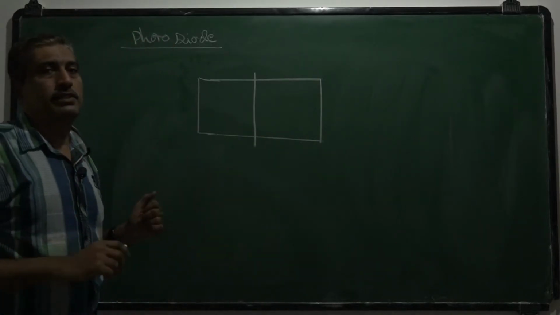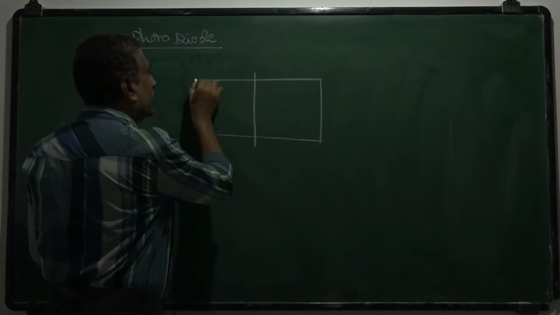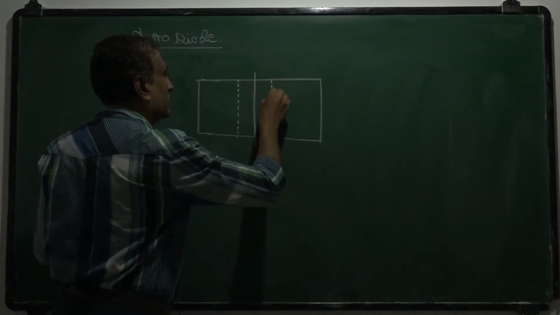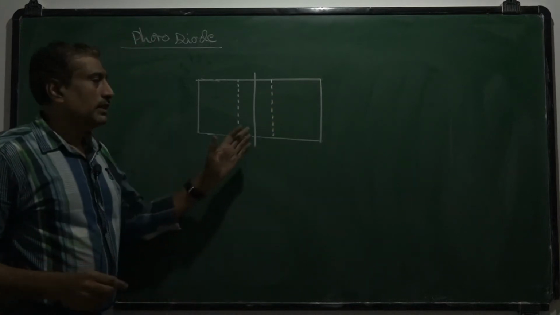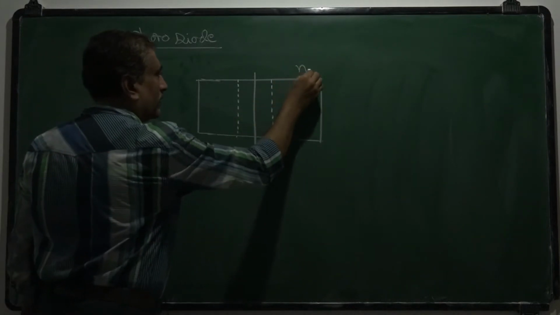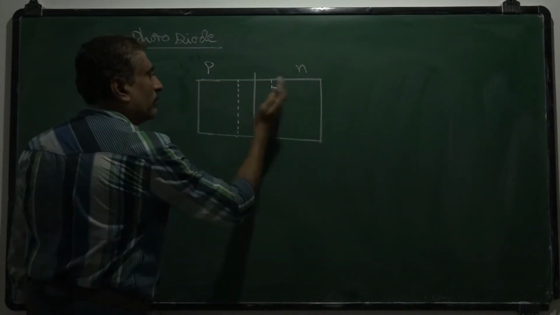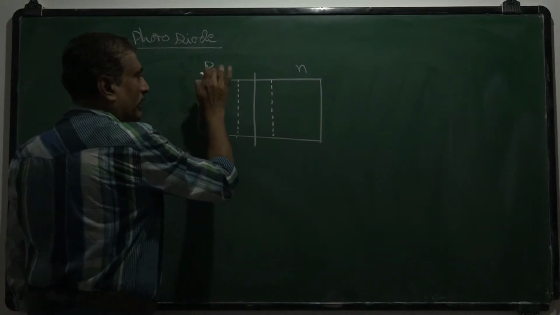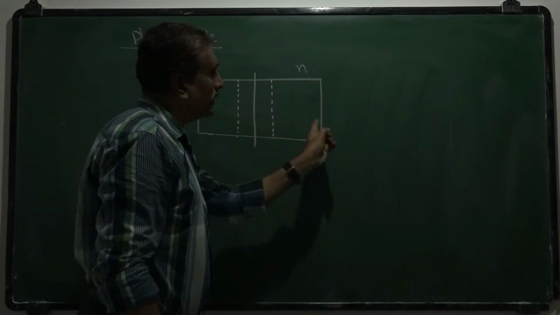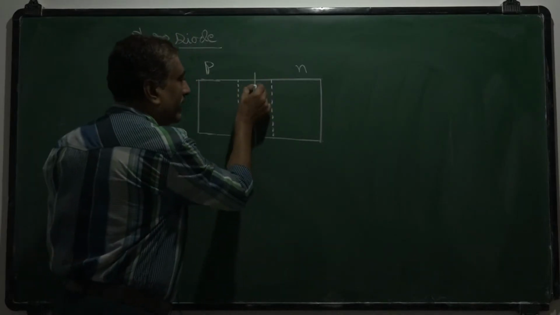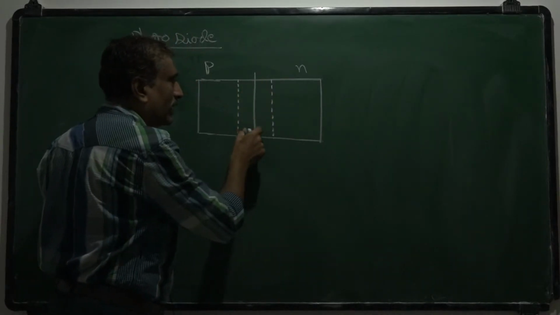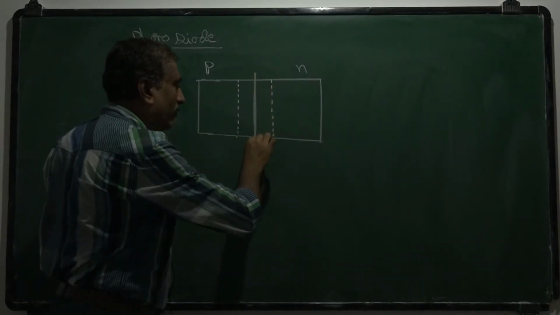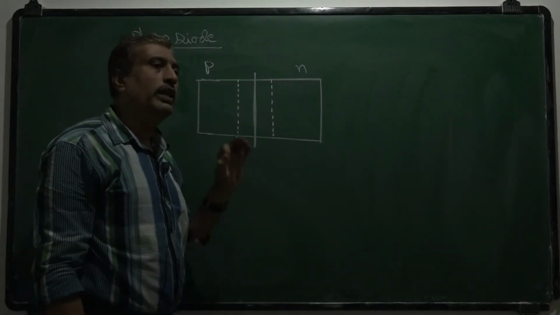When the PN junction is formed, a depletion layer is formed at the junction like this. Because the majority carriers of N type, that are electrons, diffuse from N side to P side, and the majority carriers of P type, the holes, diffuse towards N type, so that near the junction a region is formed which is free from mobile charge carriers.